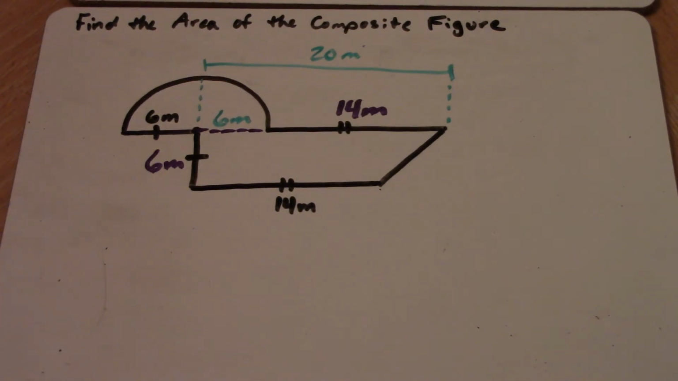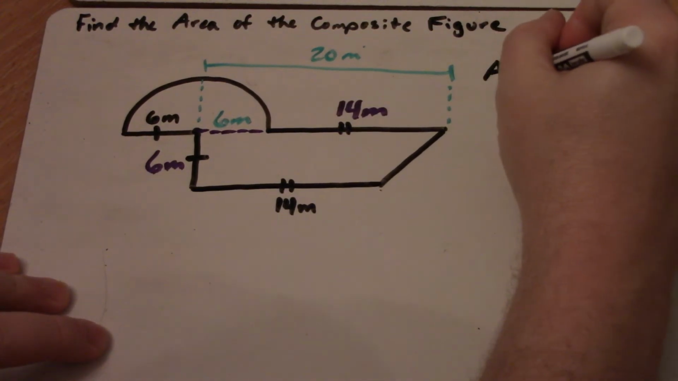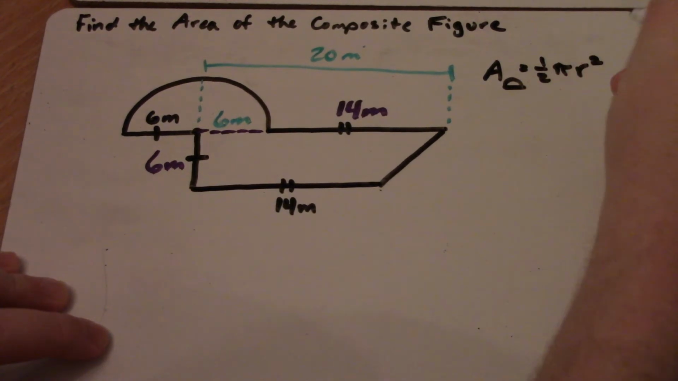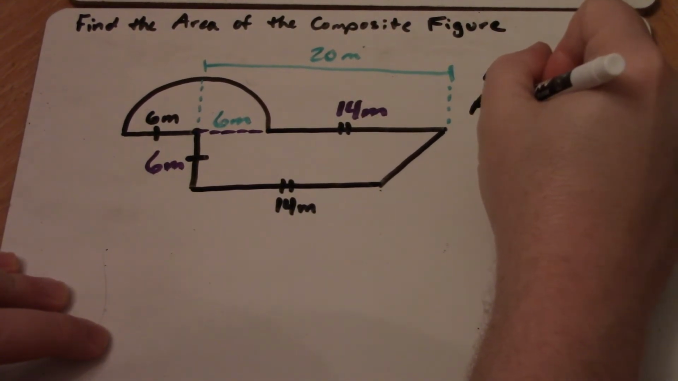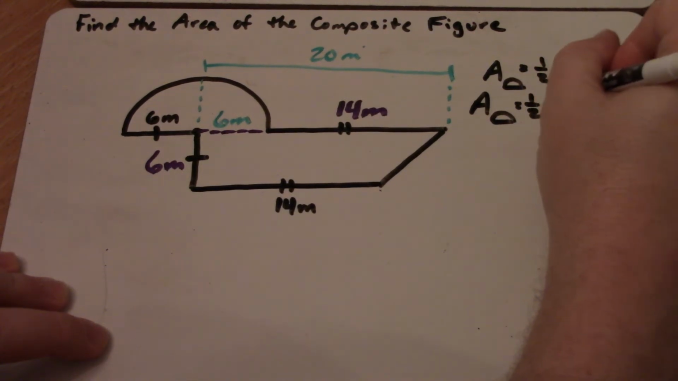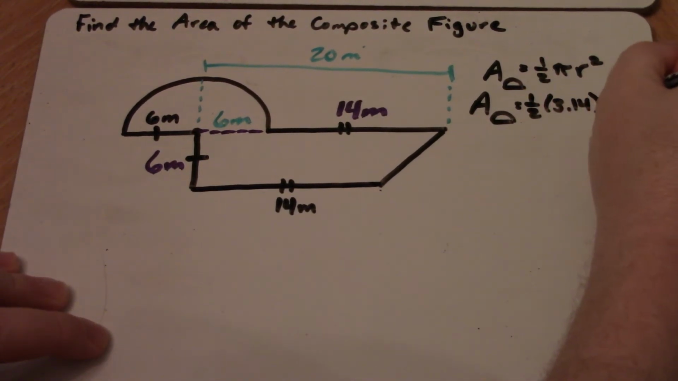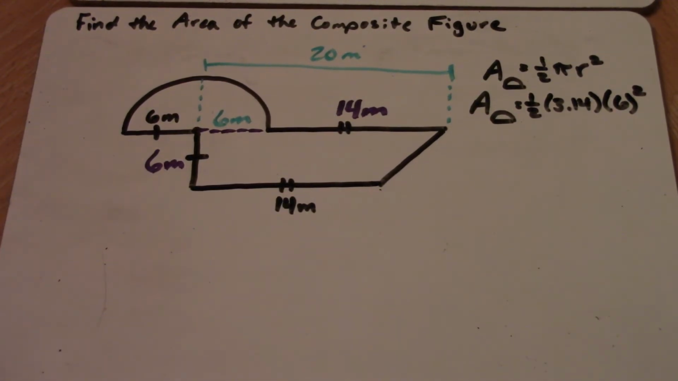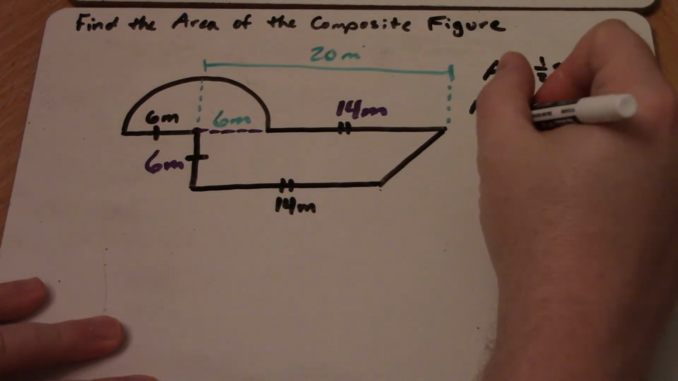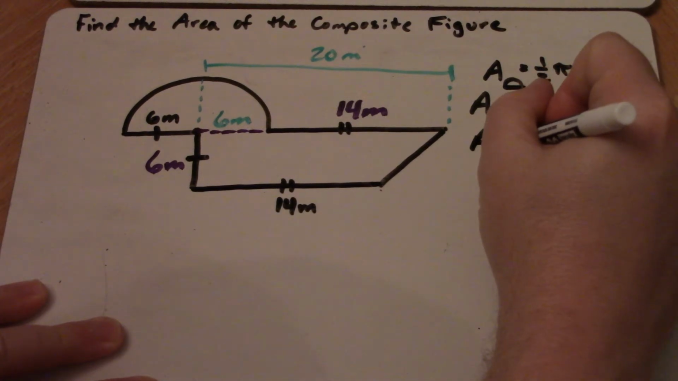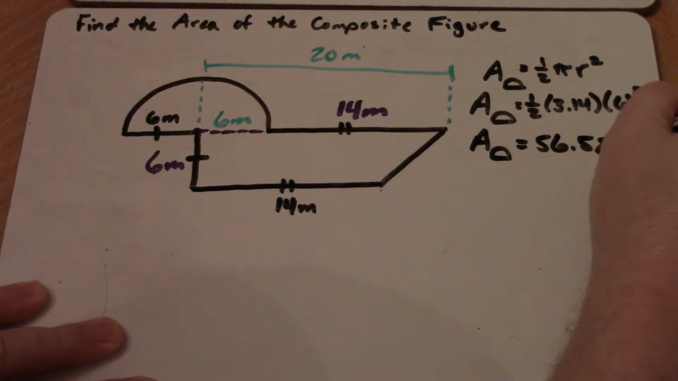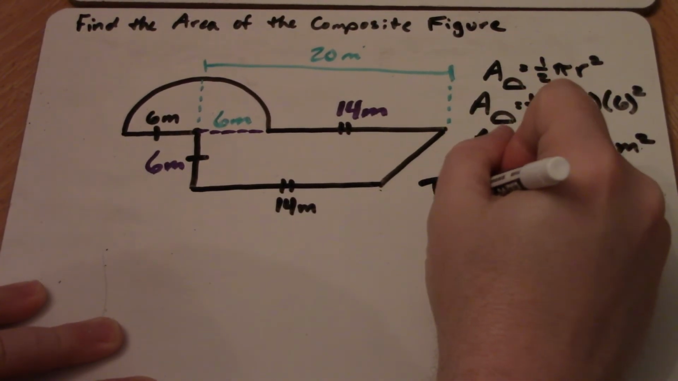So what we need to do is find the area of the trapezoid and the area of the semicircle and add them together. So the area of the semicircle is again 1/2 times pi times the radius squared. For composite figures, it is normal for us to use 3.14 to represent pi, and the radius is 6 meters. So that's 1/2 times 3.14 times 6 squared, or 56.52 square meters.